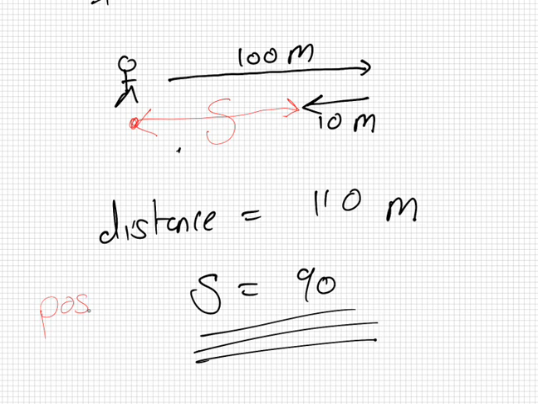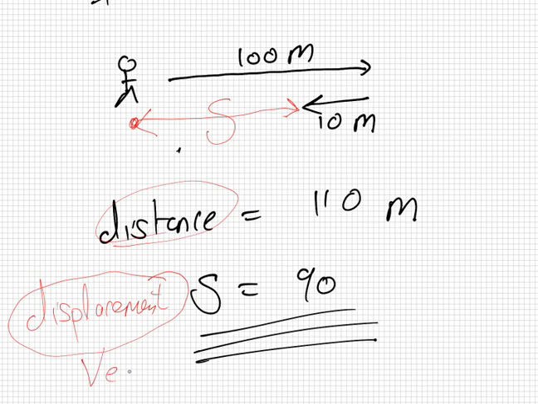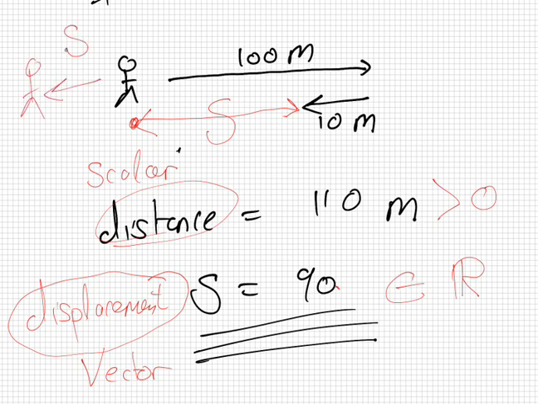Well, I think I want to give you another word as well. Displacement. So displacement and distance. Displacement is a vector, but distance is a scalar. Distance is only positive, but displacement can be positive or negative. For example, if the man goes here, what's his S? His displacement S? It's minus 10.